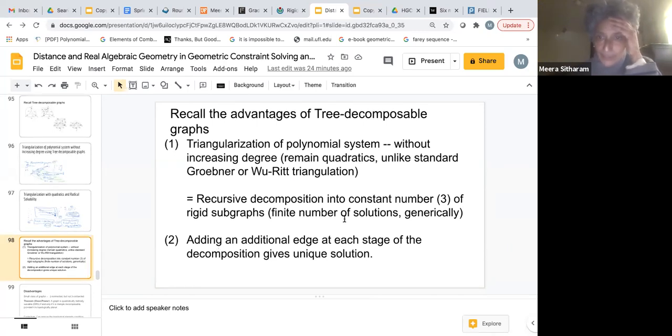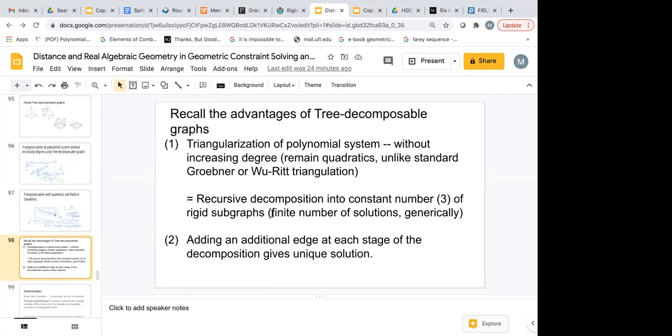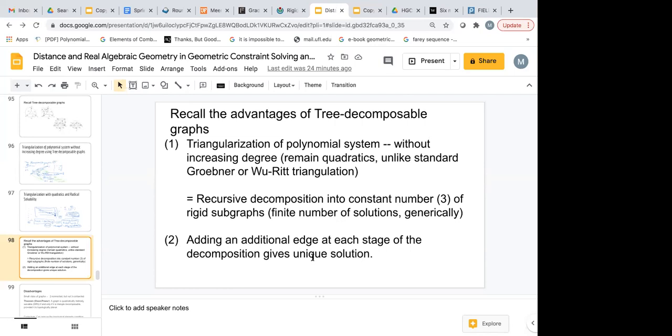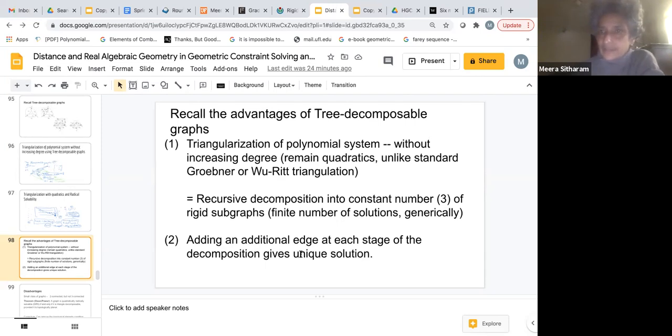So we decompose into a constant number, in this particular case 3, rigid subgraphs. And each one of those has finitely many solutions because they're rigid, generically speaking. And then the new graph that you're creating after putting the 3 of them together is also rigid, also has finitely many solutions. And then we also know that adding one additional edge at each stage, one additional constraint, the equivalent of one distance at each stage, then gives a unique solution. You reduce that finitely many solutions to a unique solution, generically.